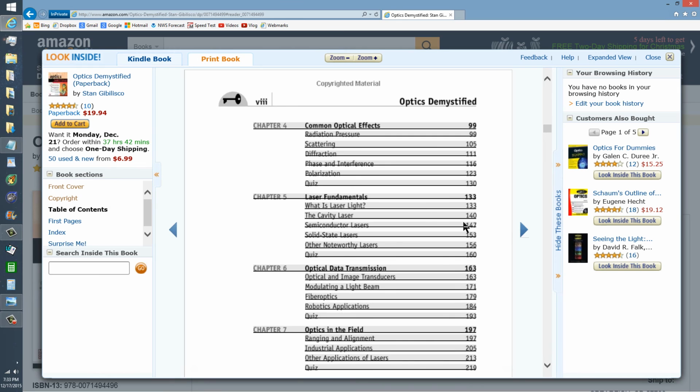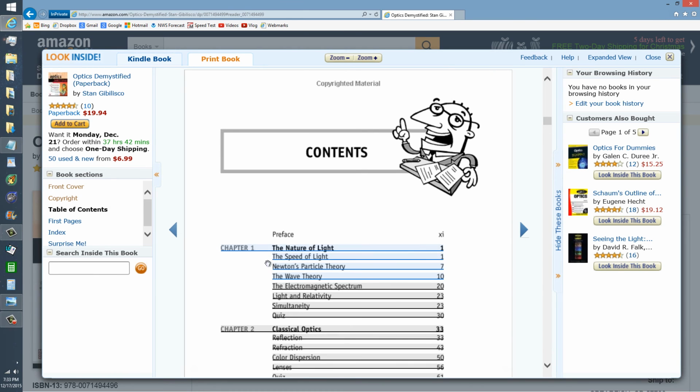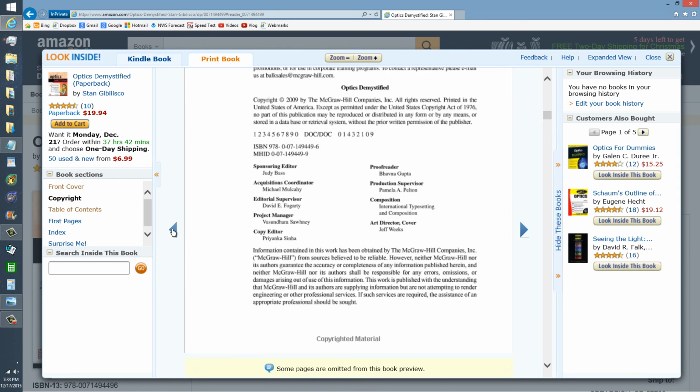Optical effects, laser fundamentals. Oh, we skipped all the way down to chapter 4. It's very basic, simple, easy to understand. That's why it's called Demystified. At least I should hope it's easy to understand.